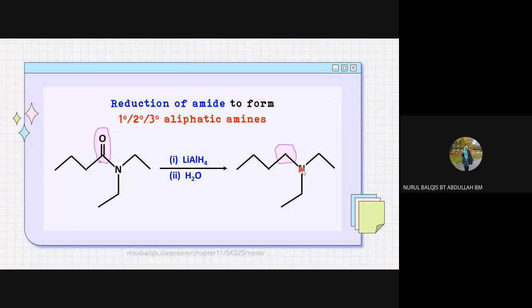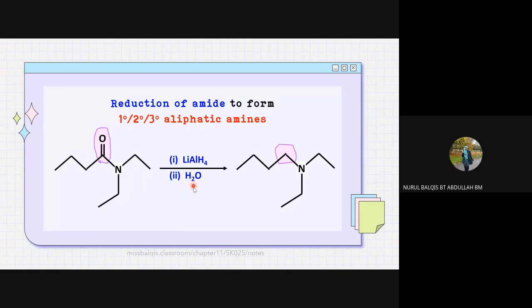Tapi sebab dekat nitrogen kita ada lone pair yang kuat dia punya basicity, jadi kita takkan guna H3O+, takut dia buat reaction lain. Dia akan guna H2O sahaja. Instead of H3O+, tolong guna H2O sahaja untuk amide. Okay, amide dia lain sikit dia punya reactivity.